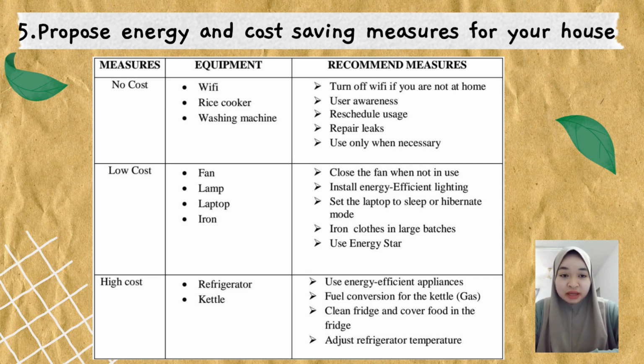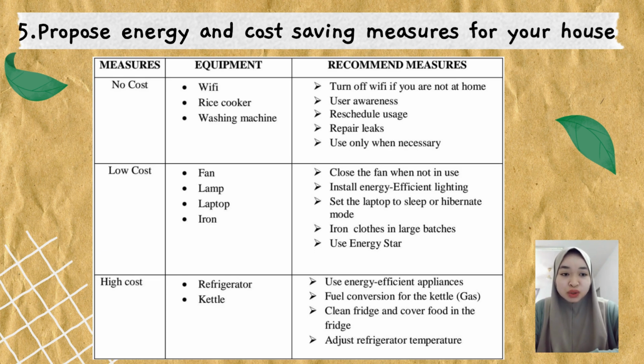Low cost: fan, lamp, laptop, iron. Close the fan when not in use. Install energy-efficient lighting. Set the laptop to sleep or hibernate mode. For the iron, iron in large loads in batches. Use Energy Star. High cost is equipment.